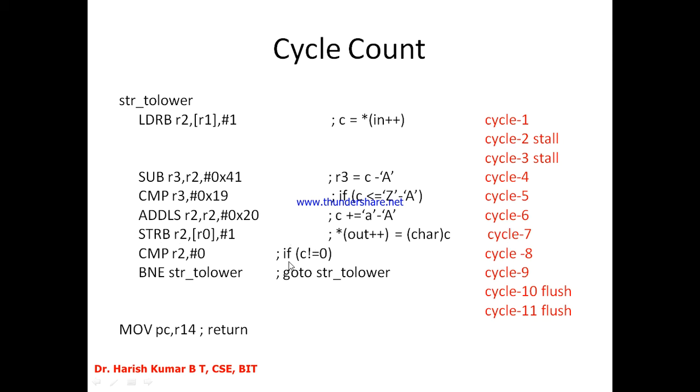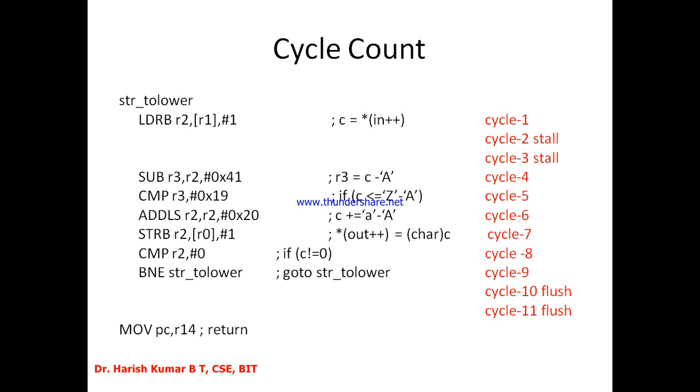And here there is no stall between these two because compare is not dependent on this. Now the STRB, the destination register is this. The content of R2 is being written to this memory location, and this is also reading R2, and this is also reading R2. So compare is not writing. Compare is using it for reading. Hence it can execute in clock cycle 8, and then BNE in clock cycle 9. And since it's a branch instruction, the two flush cycles are also required, 10 and 11. Now a total of 11 cycles are required for converting one single character from uppercase to lowercase.